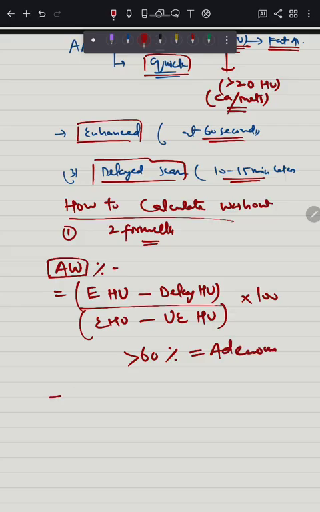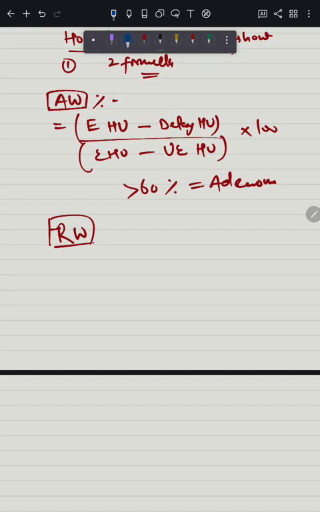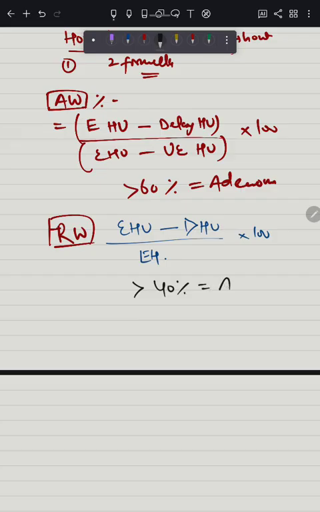Whereas we also calculate relative washout, and the relative washout formula is the same: enhanced Hounsfield units minus delayed Hounsfield units divided by enhanced Hounsfield units, but we do not subtract the unenhanced part, and that is to be multiplied by 100, and if that is greater than 40%, then it is consistent with adenoma.